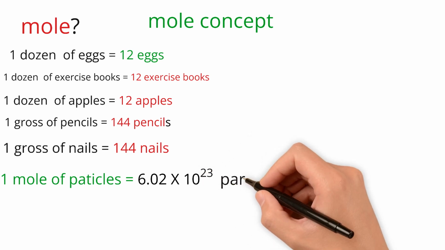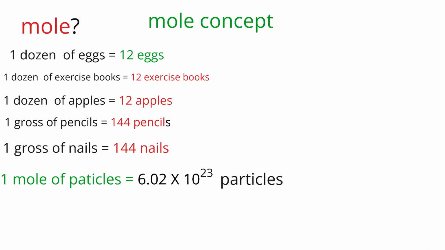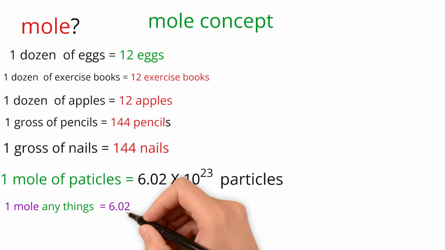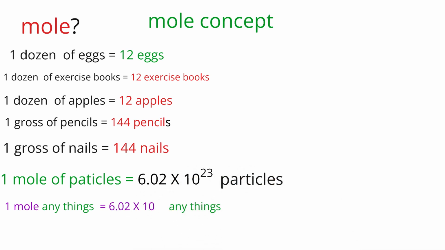Similarly, in 1 mole of particles, there are 6.02 times 10 to the power of 23 particles. Just as in 1 dozen of eggs, we have 12 eggs, in 1 mole of particles, we have 6.02 times 10 to the power of 23. 1 dozen is equal to 12. 1 mole is equal to 6.02 times 10 to the power of 23. 1 mole of anything contains 6.02 times 10 to the power of 23 of that thing. It doesn't matter what type of substance.